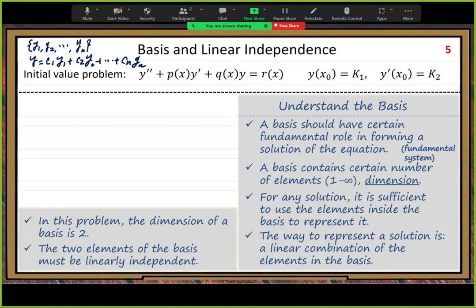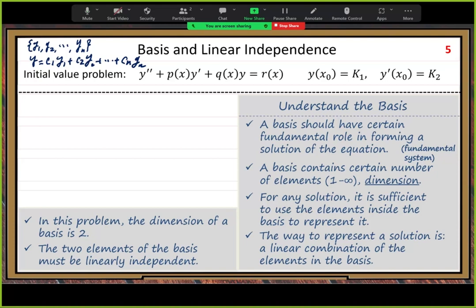So dimension 2: the 2 elements of the basis must be linearly independent. Here I have pretty much given you all the basic properties of the basis concept. If you understand all the properties listed here, you understand basis quite well. Later you need to build up your experience to understand the basis.